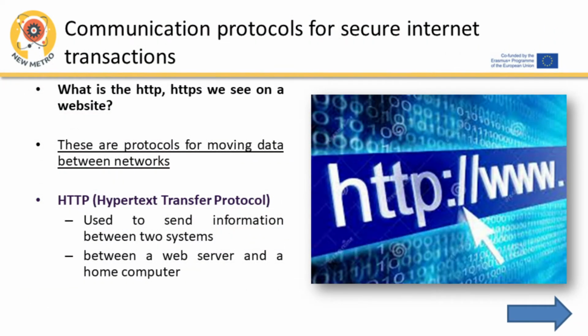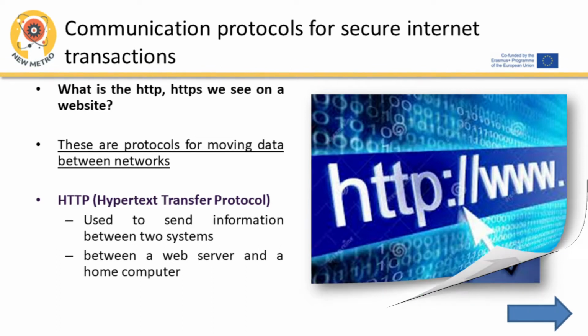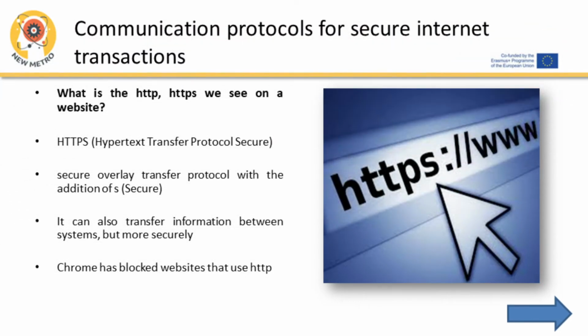What is the HTTP, HTTPS we see on a web page? These are data movement protocols between networks. The HTTP, Hypertext Transfer Protocol, is used to send information between two systems, between a web server and a home computer. HTTPS is a secure hypertext transfer protocol with the addition of the S, secure. It can also transfer information between systems, but more securely. Chrome has blocked websites that use HTTP.